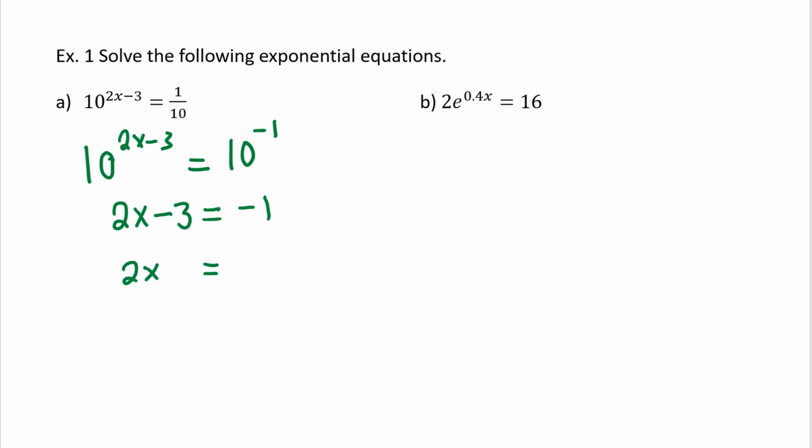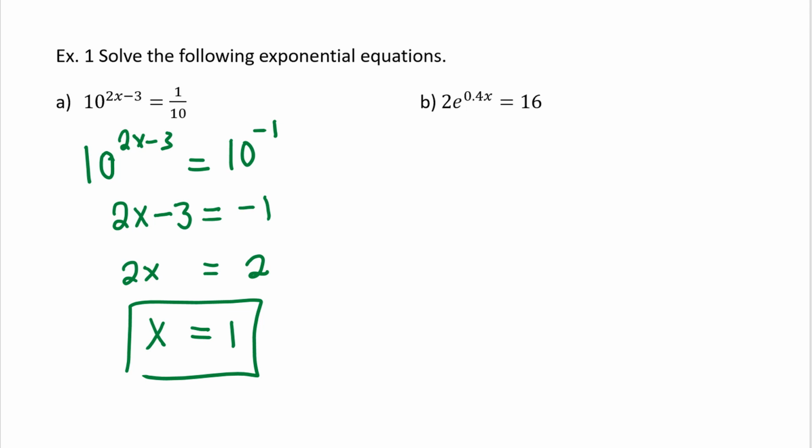Let's add 3 to both sides, so negative 1 plus 3 would end up giving us, what is that? 2. That was embarrassing. And if I divide by 2 on both sides, I get x equals 1. And check it. Put x equals 1 into the left-hand side of the equation. Make sure that you get the answer that we need. Let's go to part B.